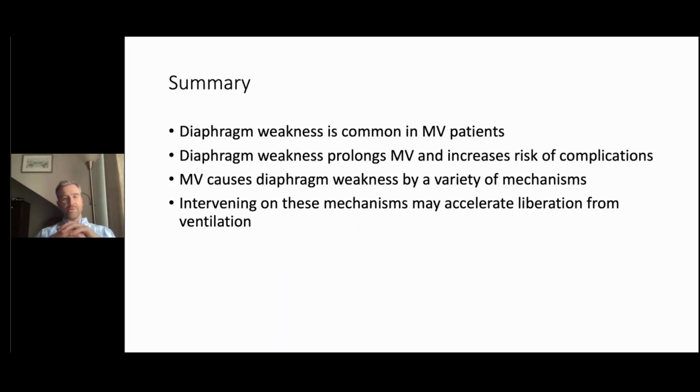All right, so to wrap up and summarize, I pressed my case that diaphragm weakness is very common. It prolongs mechanical ventilation and increases the risk of complications, and there's a variety of mechanisms by which mechanical ventilation can cause diaphragm weakness, and those mechanisms themselves seem to be associated with poor outcome. So it's possible that intervening on these mechanisms in a variety of ways could potentially accelerate liberation from the ventilator, enhance the probability of survival, and improve long-term functional status for patients who survive acute respiratory failure.